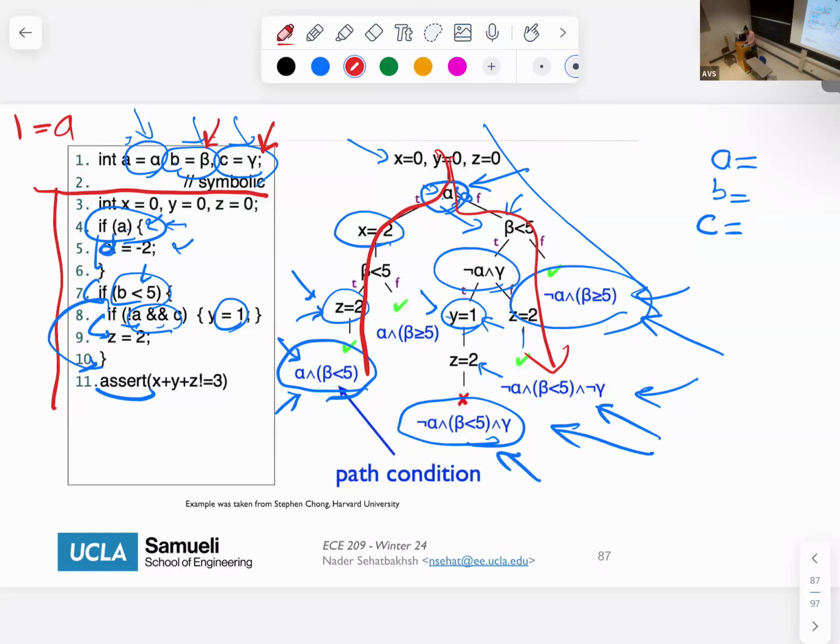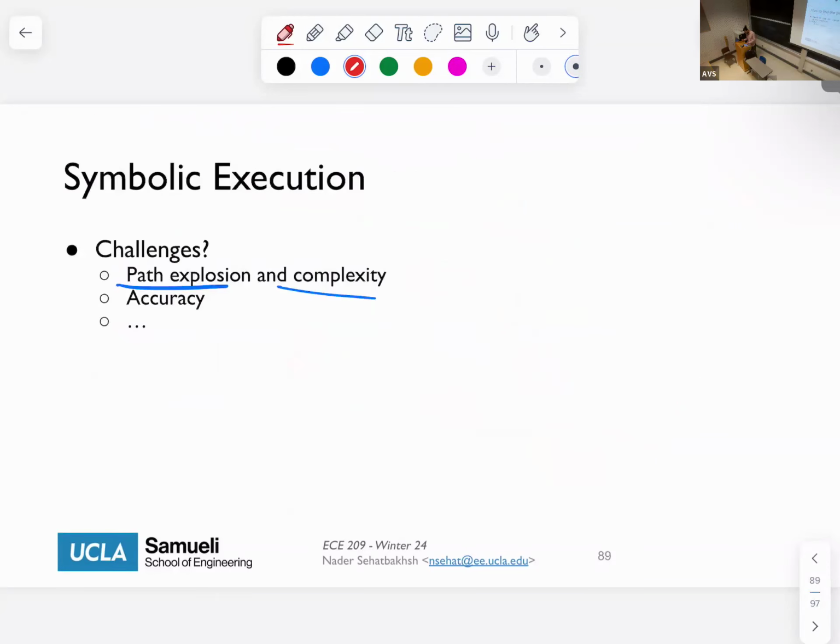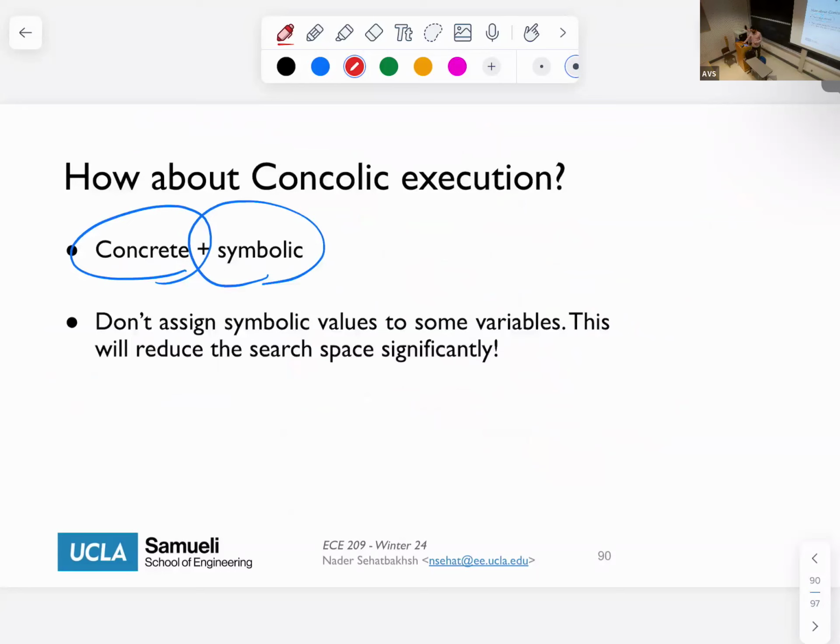But if somehow I know that there is a concrete value, so I no longer need to symbolize it, I can do this concolic execution, which means that some of my variables are concrete, so I know exactly what their values are. Some of them are symbolic, which means I don't make any assumption about their values. I just create the expression, and then I use the SAT solver to find the inputs for that. Okay, that's the idea of concolic execution.